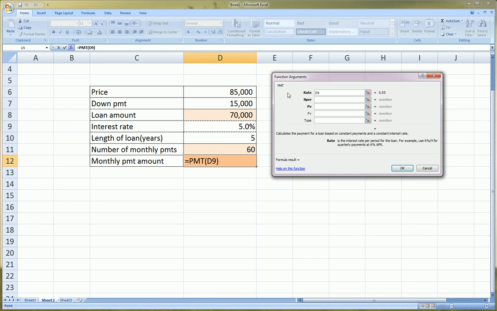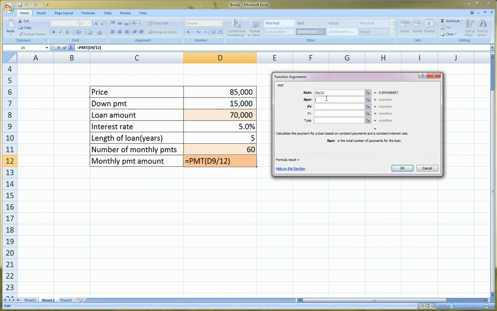So we have to divide this by 12. So you see simply what I did here. I'll do it again. In the rate section, we click on the annual rate, and then we divide that by 12, okay? So that's our monthly rate for this loan.